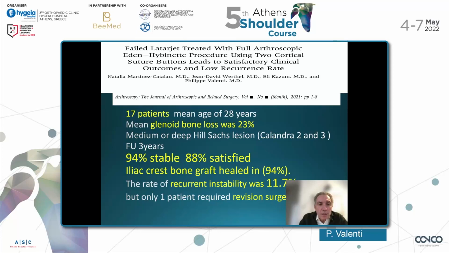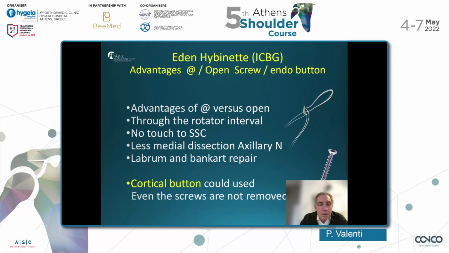So with Natalia, and I think for a great job, we analyzed 17 patients of the Eden-Hybinette technique with more than 3 years follow-up, and you see that we had 94% stability and 88% of patients satisfied. The iliac crest bone graft was healed in 94%, and only 1 patient had recurrent instability, and we revised this patient. So this is a technique that I would like to promote for you: Eden-Hybinette by arthroscopy with a cortical button.